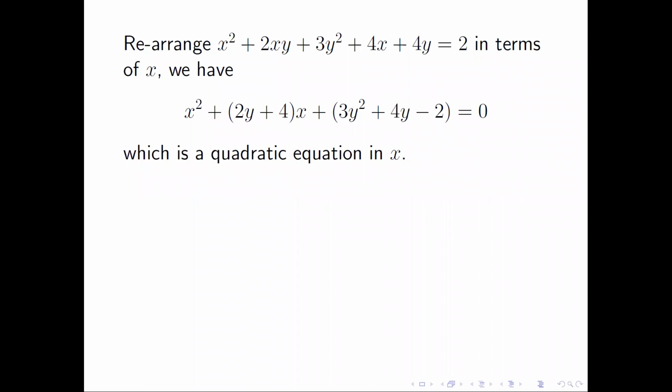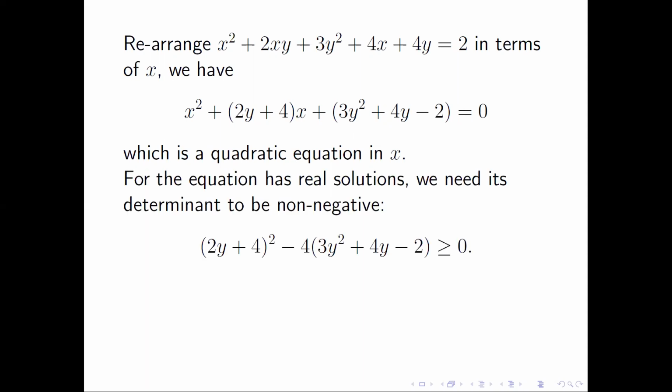To solve the equation, we first rearrange in terms of x. So we get x squared plus (2y plus 4) times x plus the rest of the terms equals 0, which is a quadratic equation in x. We are looking for integer solutions for x and y. That means the equation must have real solutions. So for a quadratic equation, its discriminant must be non-negative. So we establish an inequality in terms of y.